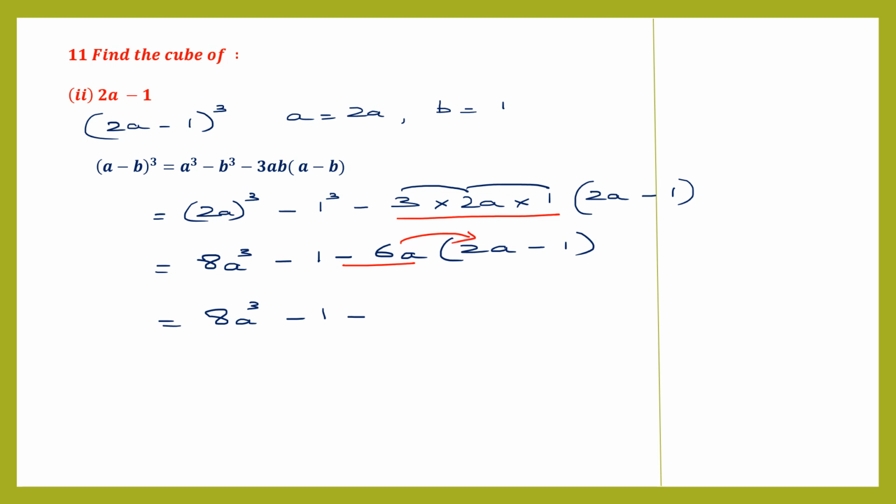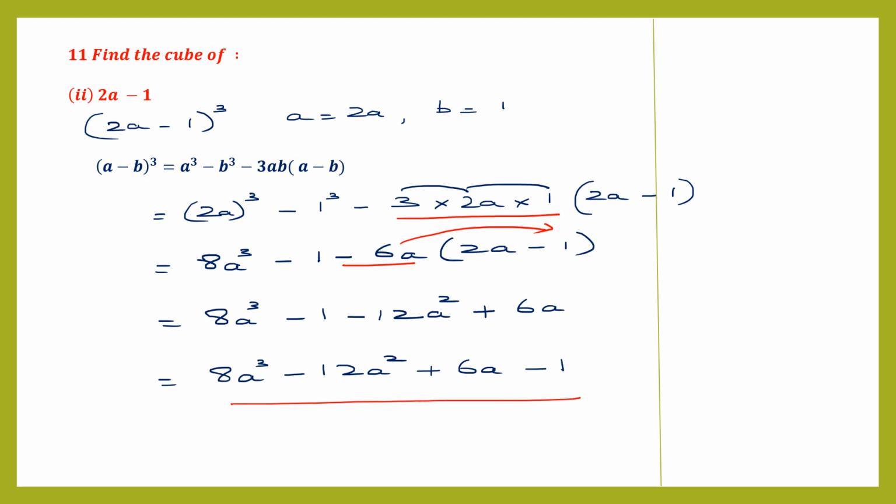So the sign is minus, 6 2s are 12, a into a is a square. So now that we have finished with this, we're going to multiply minus 6a into minus 1. Minus into minus is plus, 6a into 1 is 6a. Now let's write this in the decreasing order of the value of their powers. So 8a cube minus 12a square plus 6a minus 1. So this will be our final answer.